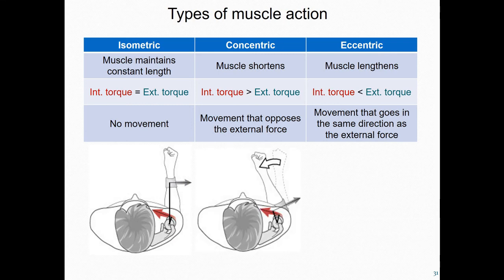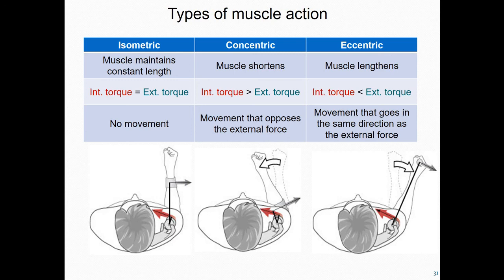Concentric means coming to the center. In a concentric contraction, the muscle shortens as the action unfolds. In a concentric contraction, the torque created by the action of the muscle is greater than the external torque that results from the forces acting on the body. In this case, we see movement in a direction that is opposite to the direction of the external force.